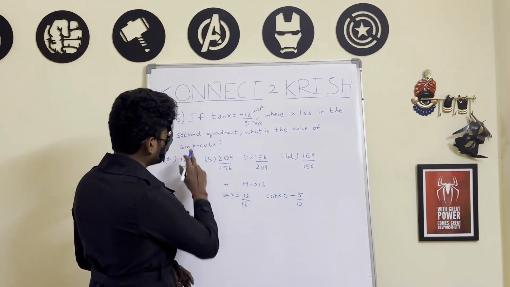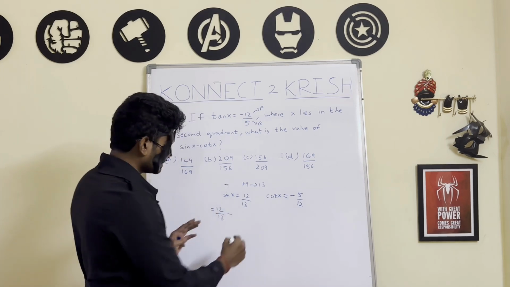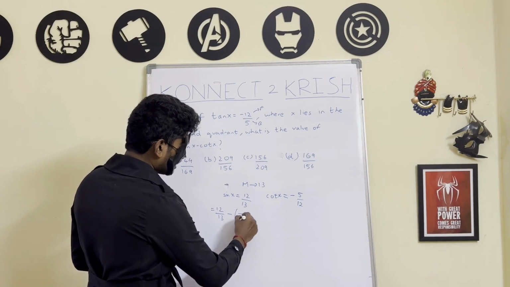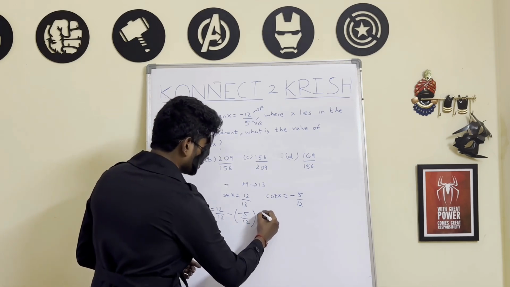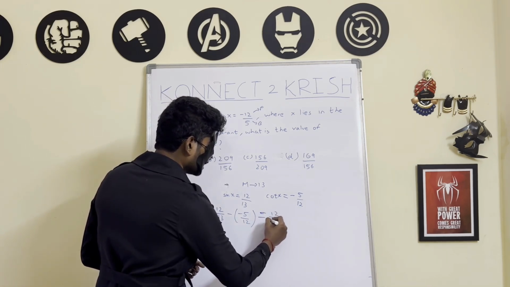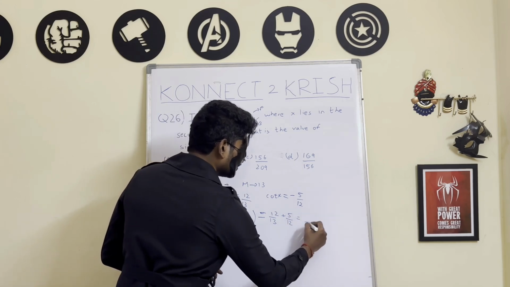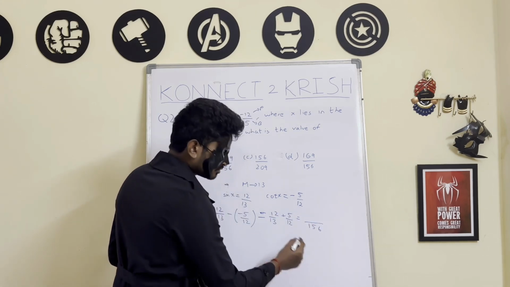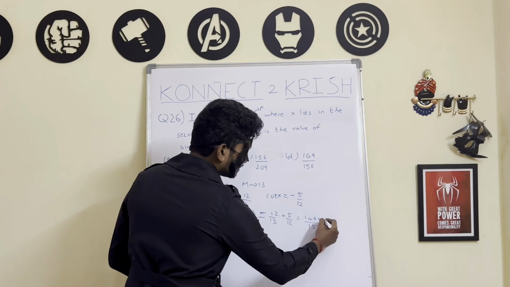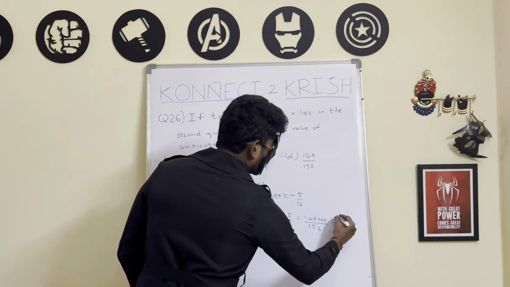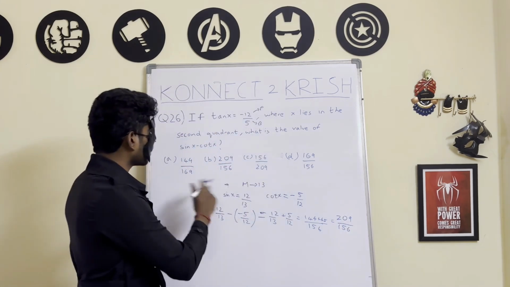So now sin x minus cot x, it is nothing but 12 by 13 minus minus 5 by 12, which is equal to 12 by 13 plus 5 by 12, which is nothing but 156 will be the LCM. 12 into 12 is 144 plus 13 into 5 is 65, which is nothing but 209 by 156. So option B is right.